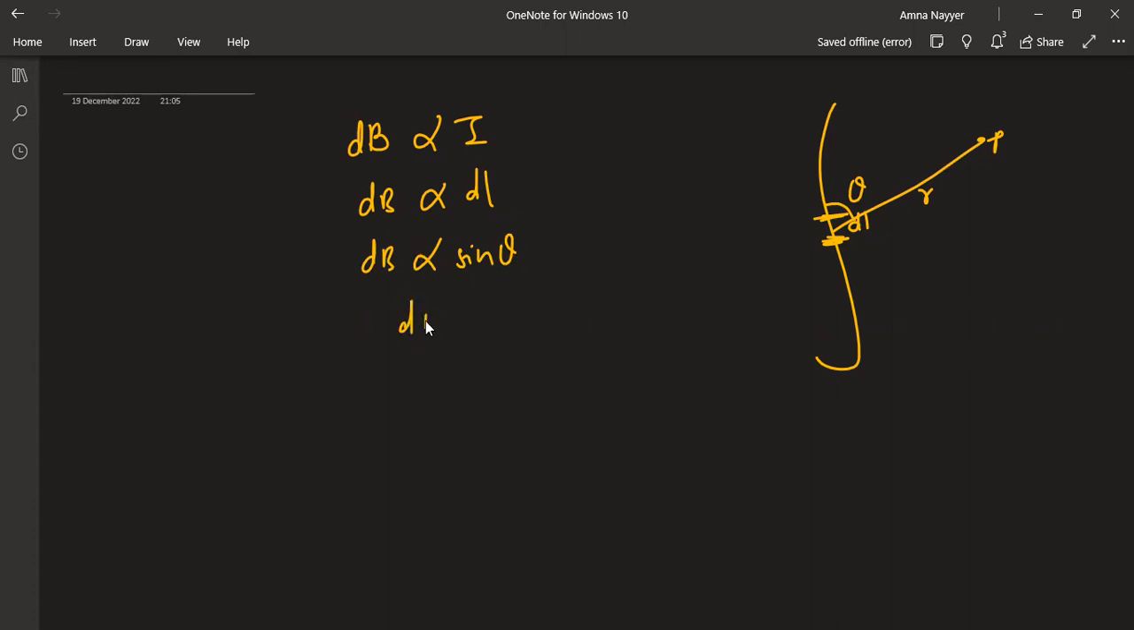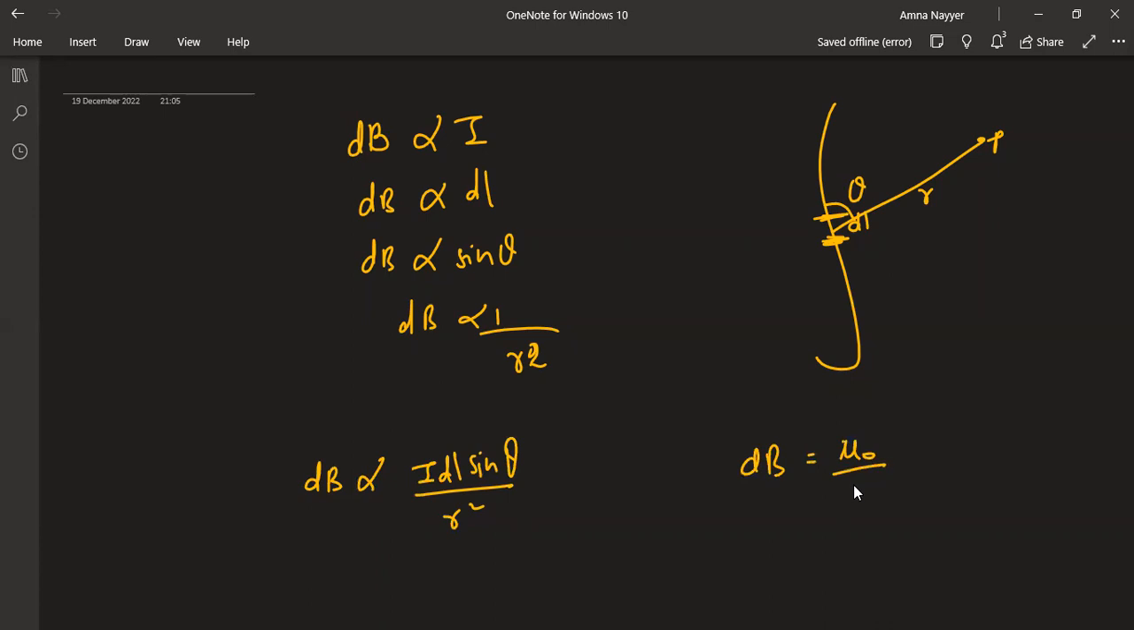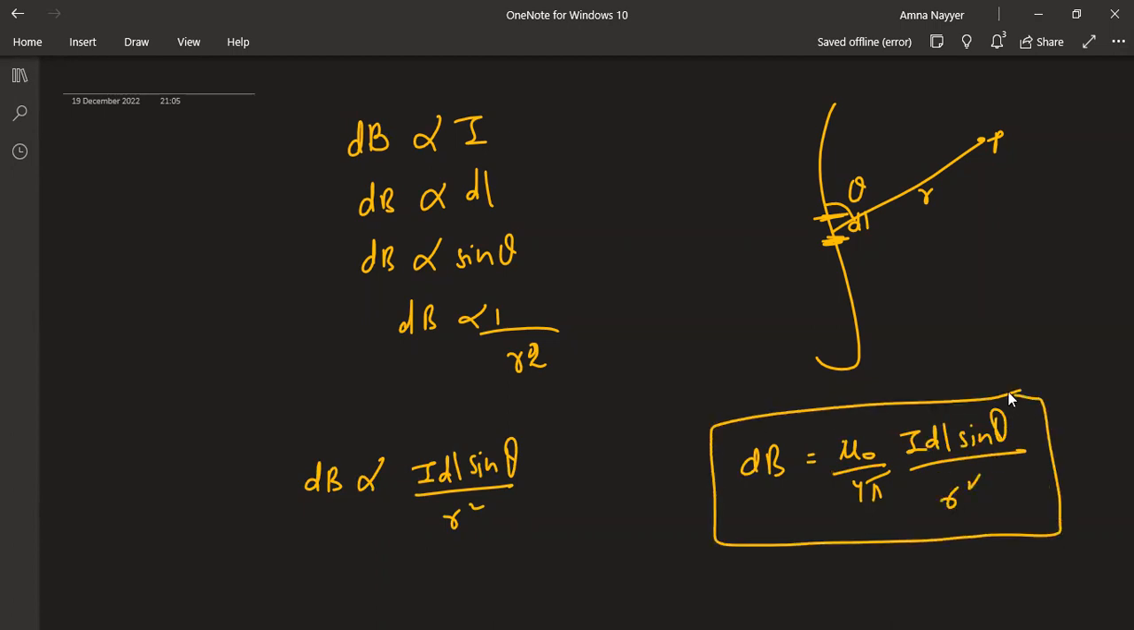And the inverse square rule is followed here as well, that is 1 by r square. So combine everything. You will get dB directly proportional to I dl sine theta divided by r square. Here you will put a constant, that is k, or you can directly put mu naught by 4 pi. So dB equals mu naught by 4 pi, I dl sine theta divided by r square. This is your Biot-Savart's law.